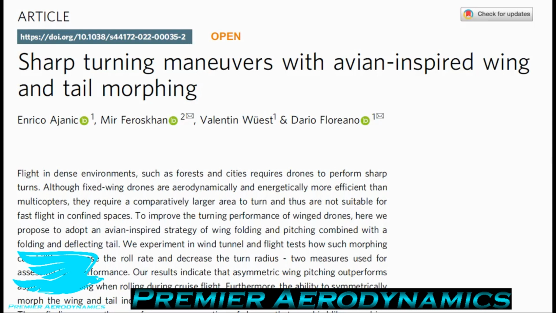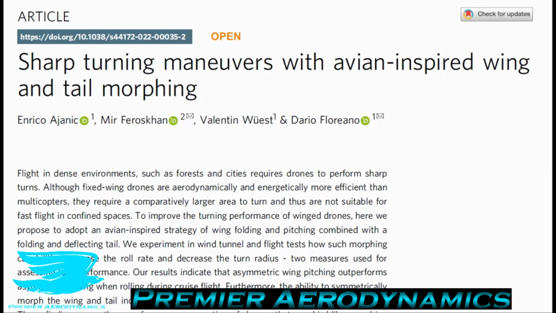Welcome to Programs Forecast number 80, and today we're looking at sharper turning drones using avian-inspired wing and tail morphing. So regular drones, they often are just fixed wing, but now we're looking at drones with wings that can change shape and orientation, and their tails as well. And this is using avian-inspired wings and tails.